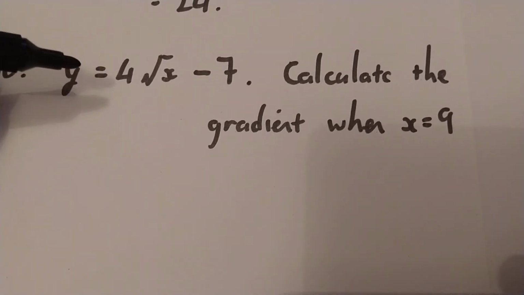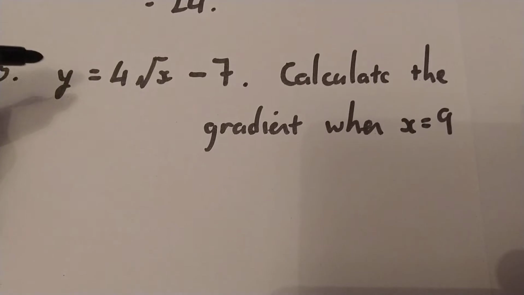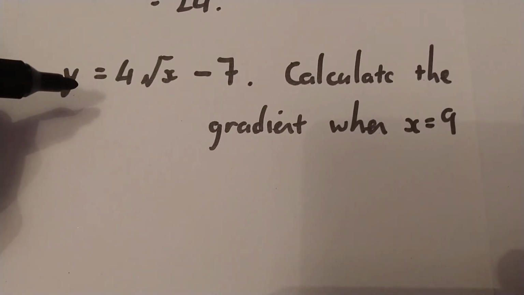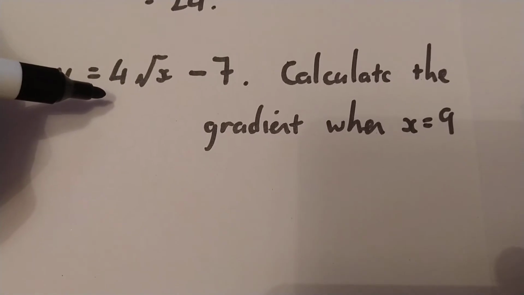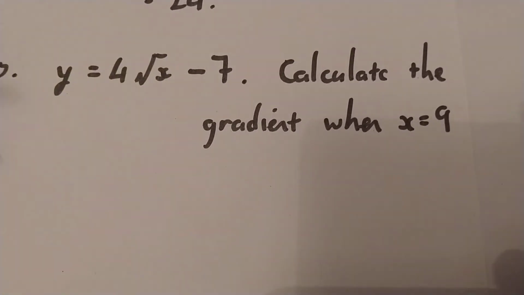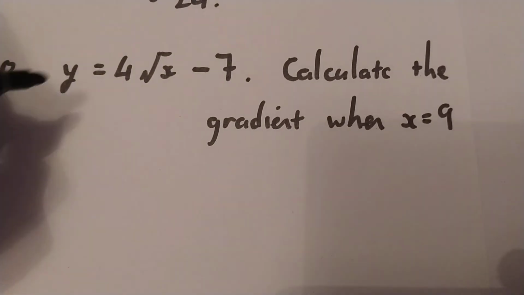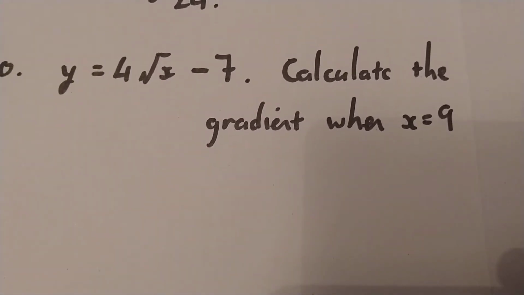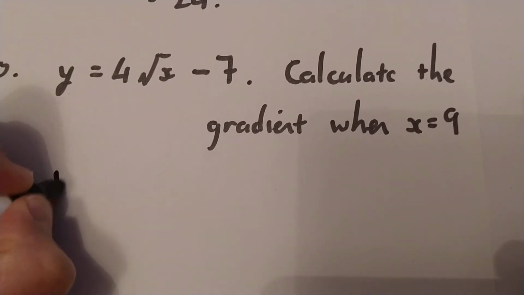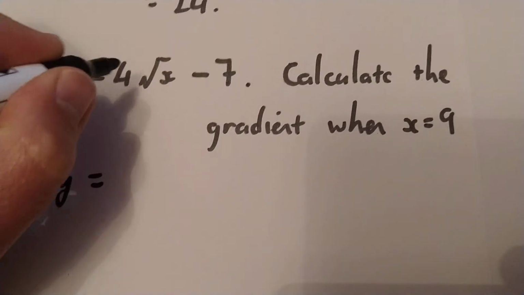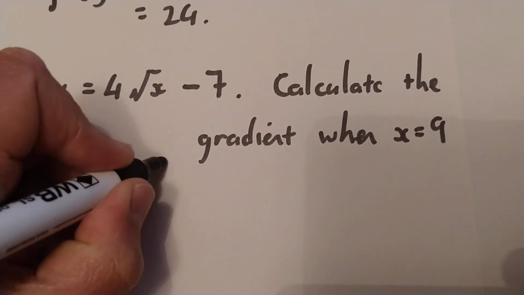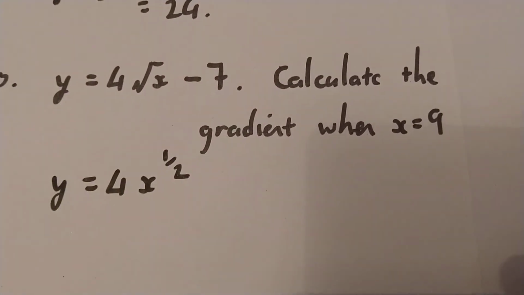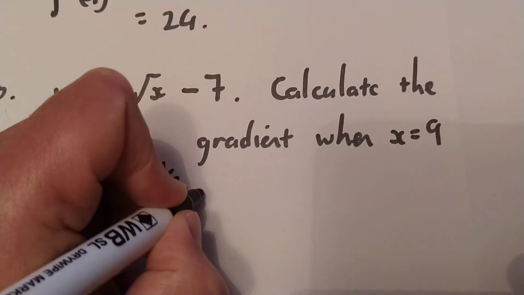Step 1 we said is differentiate, but it's not in a form where I'm allowed to differentiate. Remember, we're not allowed to differentiate if the x term is underneath or if it's got a root on it. So let's get it into form we can differentiate. Y equals 4 root x, that's 4x to the power of a half, take away 7.